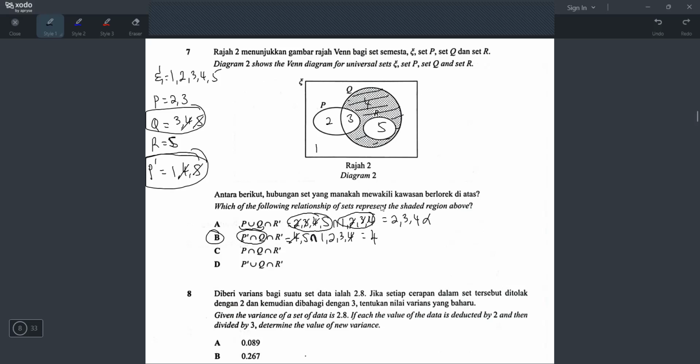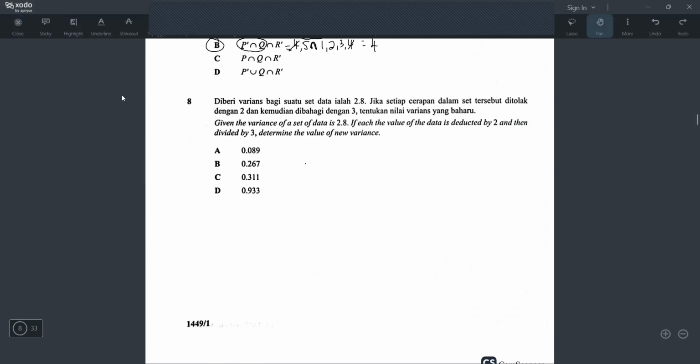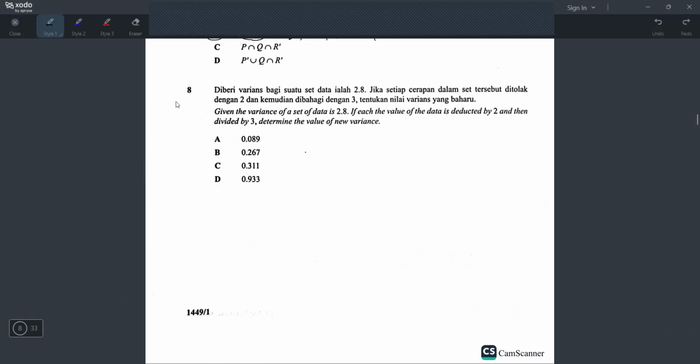Which of the following relationships represents the shaded region above? B will be your answer, because when I do B, the shaded region matches with the diagram here, the shaded region in the diagram. That is why that's the answer. Okay, let's continue. Number 8.